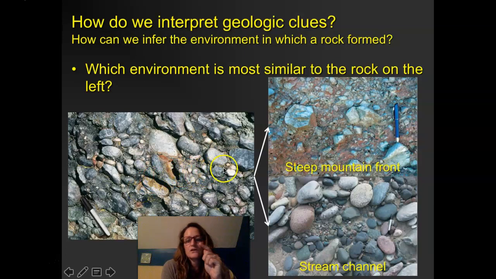If we look over here to what would be maybe the modern equivalent. So on a steep mountain front, we have these angular rocks. Here's another pin for scale. And then at the bottom, here's a stream channel. So does the rock that we found, this conglomerate, look like the sediment found on the front of a mountain, or does it look like the rocks found in a stream? A stream, right? So these rounded rocks look really similar to these rounded rocks. We call those clasts, and those are conglomerates.